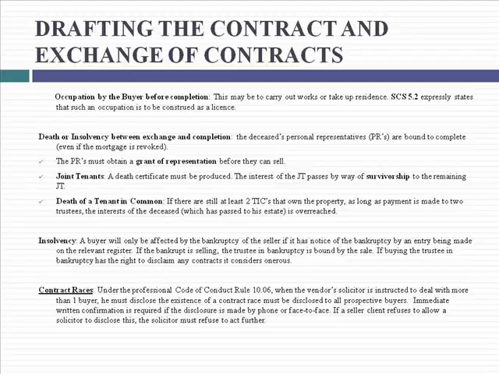Contract traces under the Professional Code of Conduct, Rule 10.06. When the vendor's solicitor is instructed to deal with more than one buyer, the existence of a contract trace must be disclosed to all prospective buyers. Immediate written confirmation is required if the disclosure is made by phone or face-to-face. If a seller-client refuses to allow a solicitor to disclose this, the solicitor must refuse to act further.